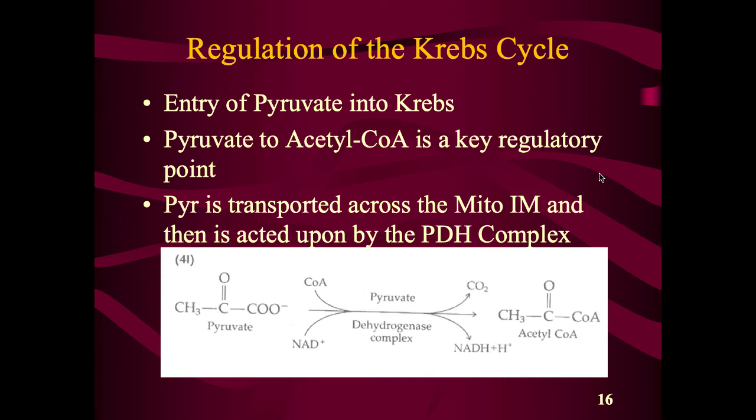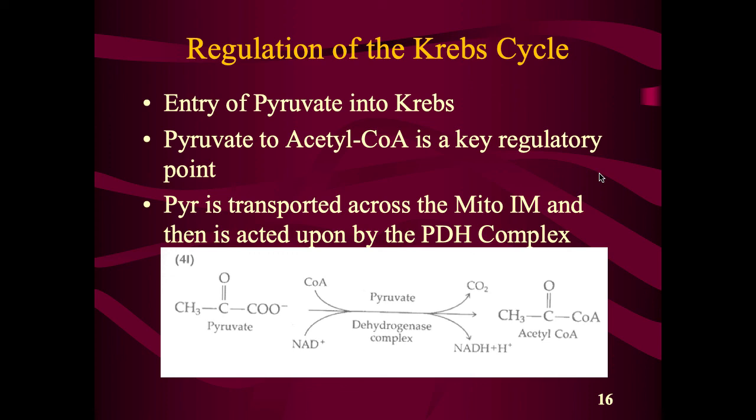And while I have this on the board, I just want to cover this one slide and then we're done. This is the entry point of pyruvate into Krebs. So essentially this is pyruvate to acetyl-CoA. It's extremely important for a couple reasons. One is acetyl-CoA is substrate for Krebs. The other reason it's so important, it's unidirectional. So once you go pyruvate to acetyl-CoA, it doesn't go backwards, right?